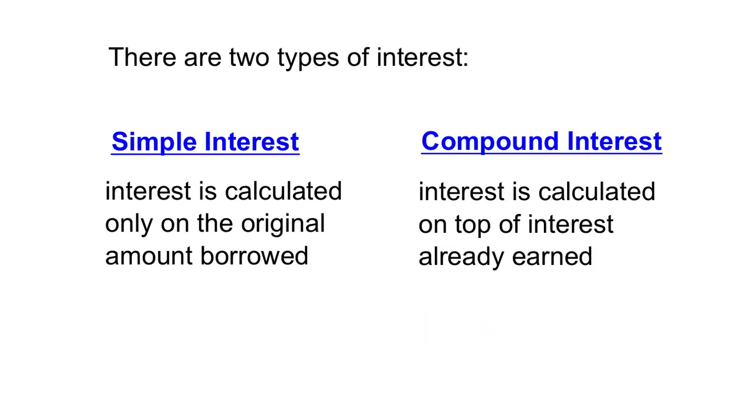Now, there are 2 main types of interest: simple interest and compound interest. Simple interest is calculated only on the original amount borrowed, whereas compound interest is calculated on top of interest already earned. The focus of this lesson is on simple interest, but in the next lesson, you'll see examples of compound interest and you'll be better able to see the difference.